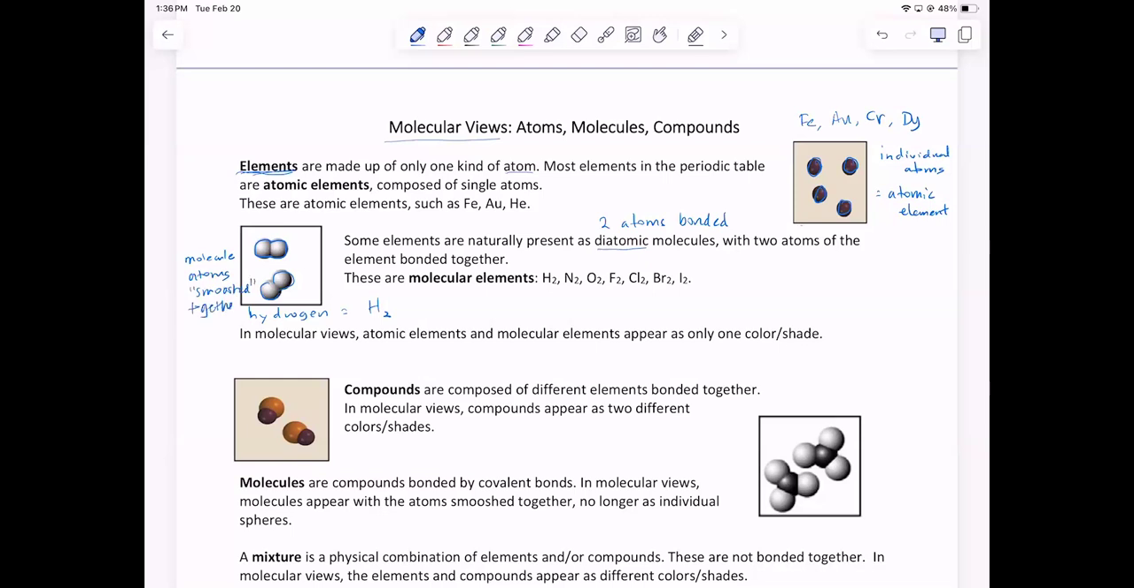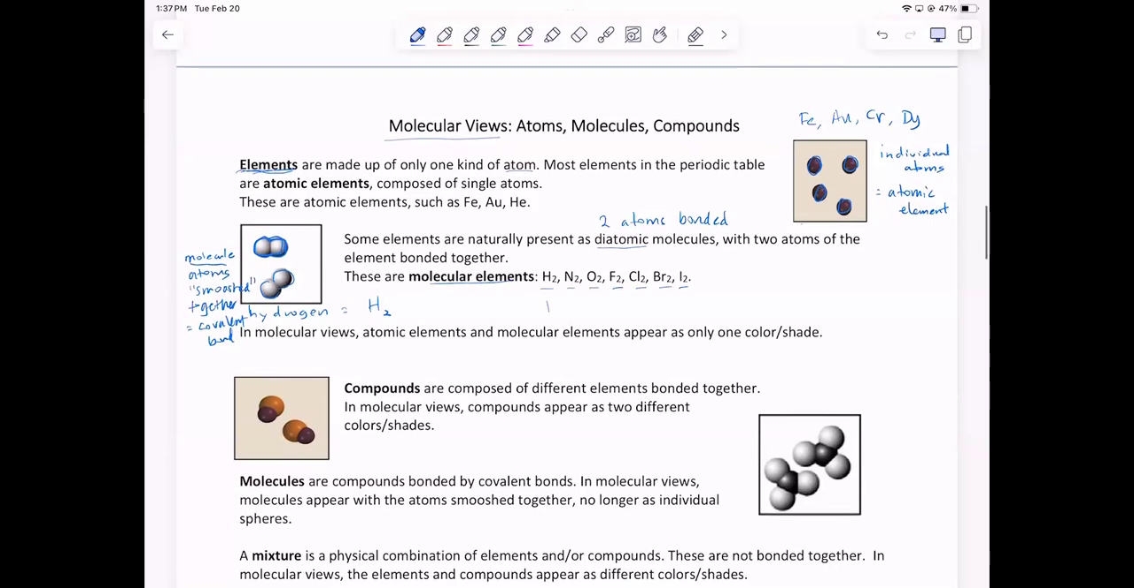And it's called a covalent bond. This is something we'll look at the chemistry of, but when it's smushed together, they are no longer individual spheres, and this is called a molecule. There are on the periodic table 118 elements, but just these H2, N2, O2, F2, Cl2, Br2, and I2 are always going to be present as diatomic, which means that you're never going to have hydrogen alone. It's always going to be H2.